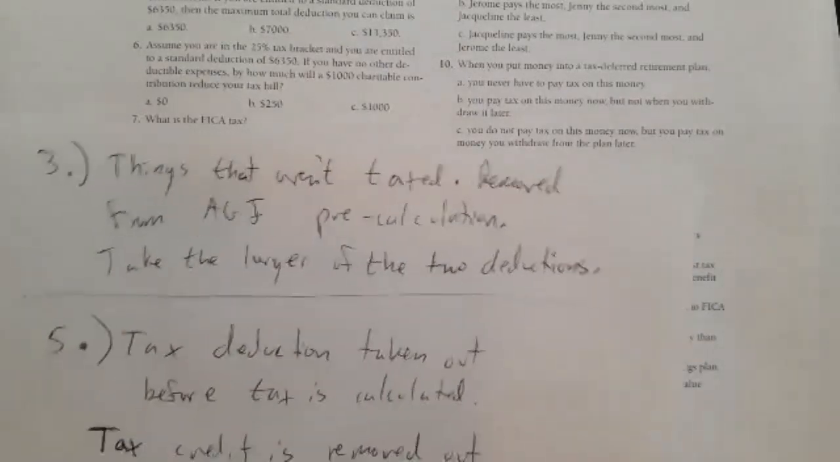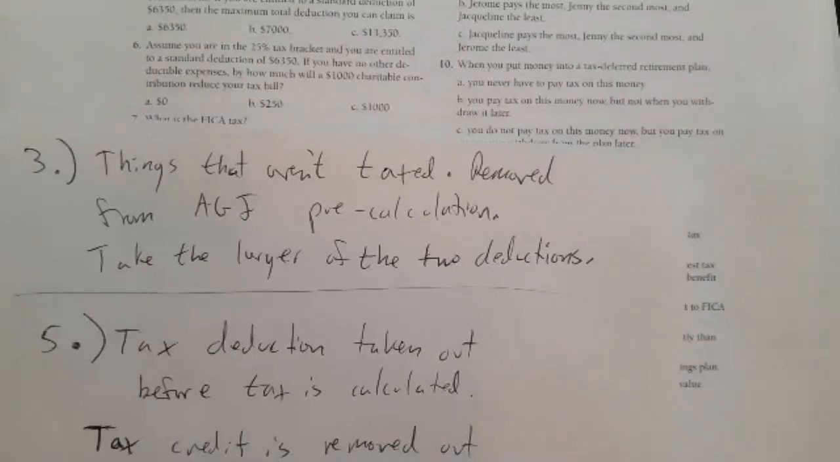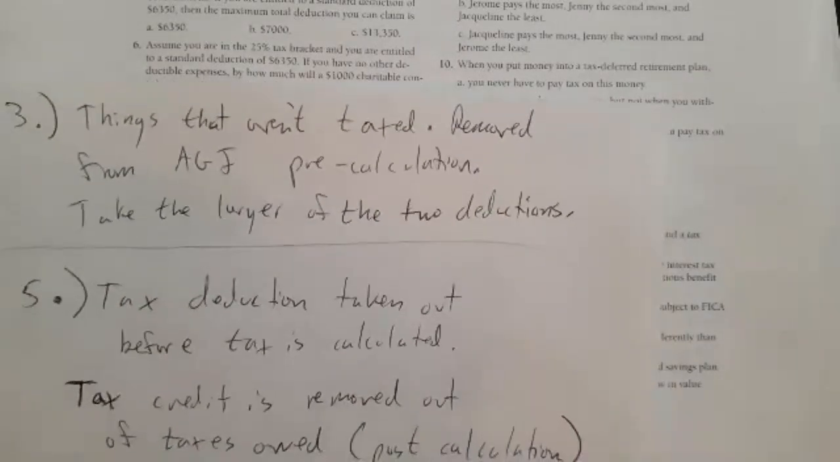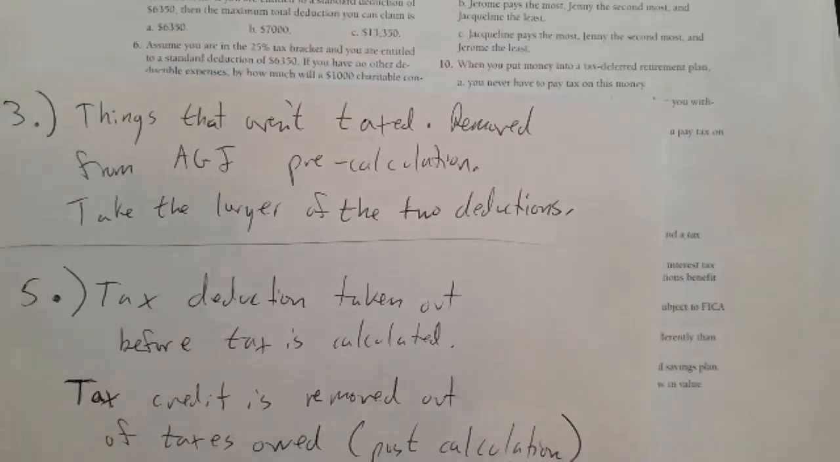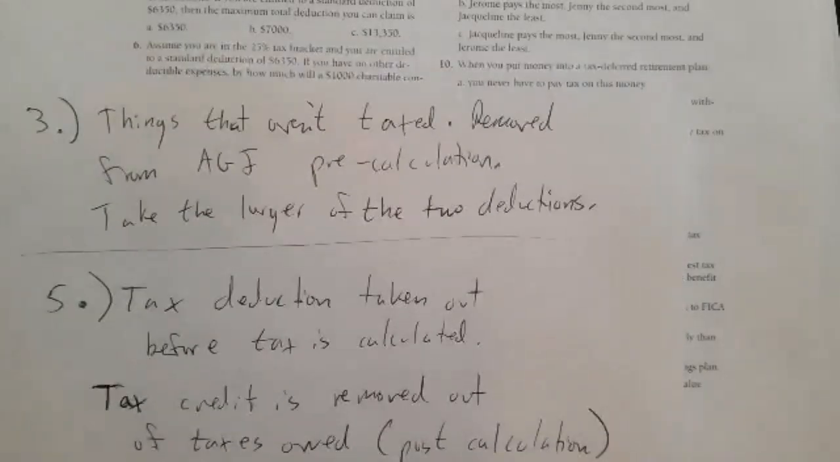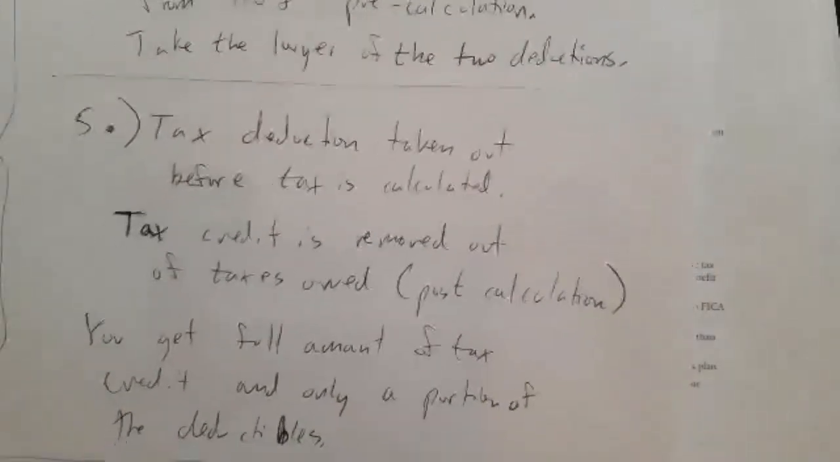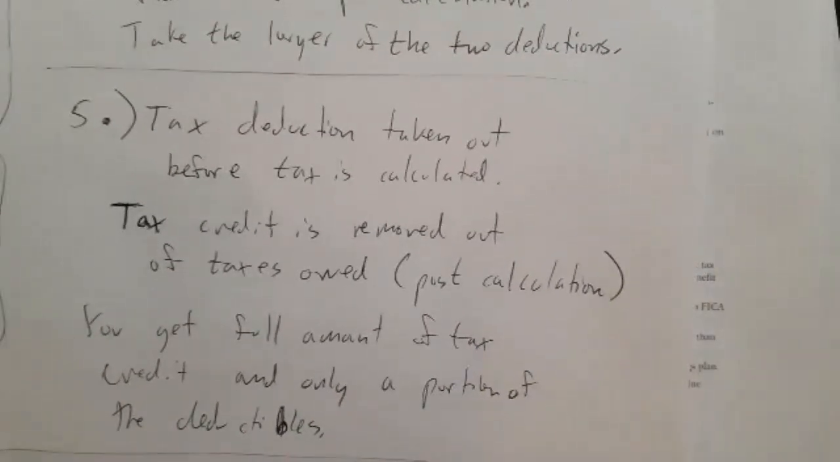And so what did I say? Tax deduction is taken out before tax is calculated. Tax credit is removed out of the taxes you owed after your calculation. And so I said something here. You get the full amount of the tax credit, and you only get a portion of the deductible, right? Yeah. Is that Andrea? Brittany, are you around?